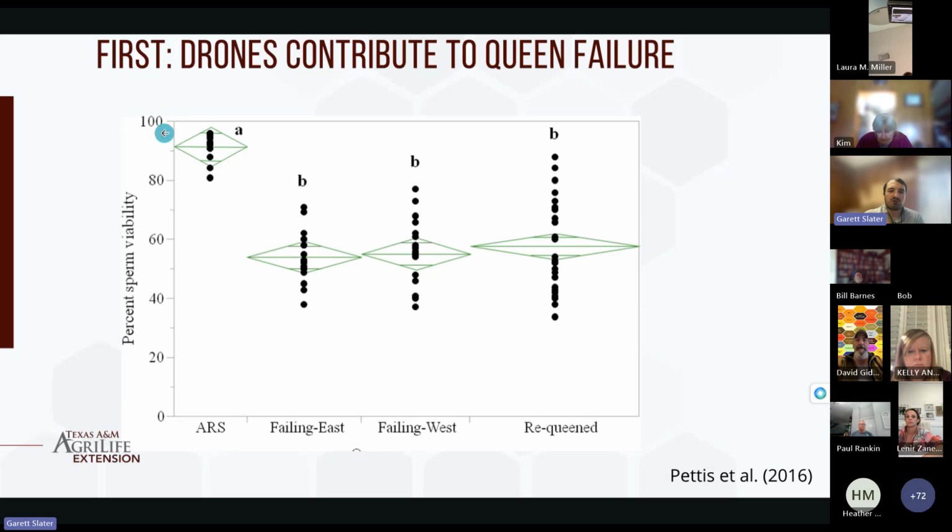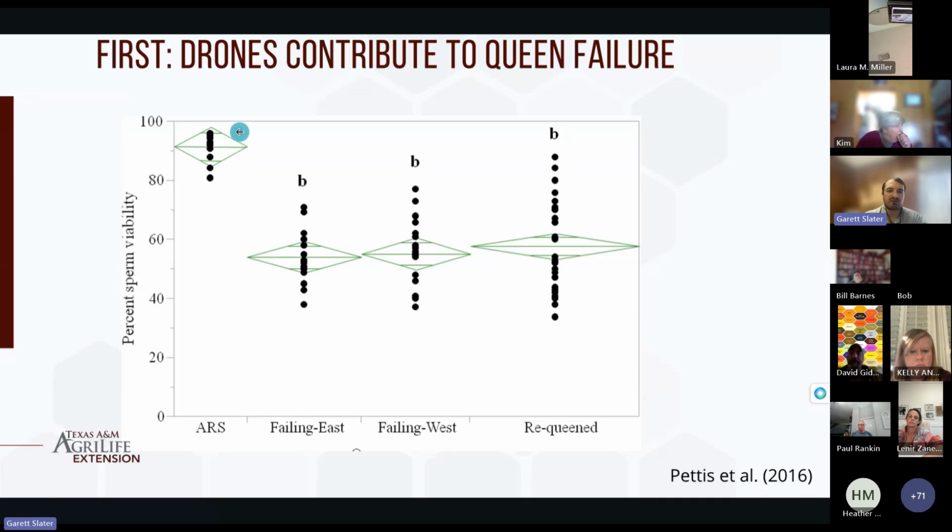And so they're really remarkable at doing that. And if you actually compare them to other bee species like bumblebees or other solitary pollinators, the queens can only store that sperm about 50% alive. So queens, especially honeybee queens, are really good at storing that sperm. And so this was an ARS facility. So this was the control at their bee lab.